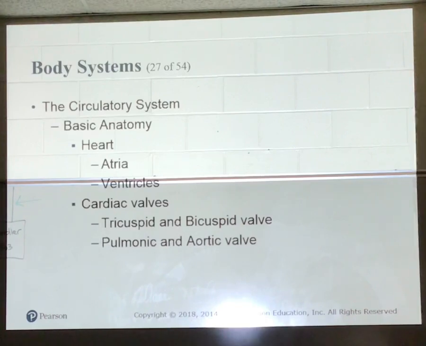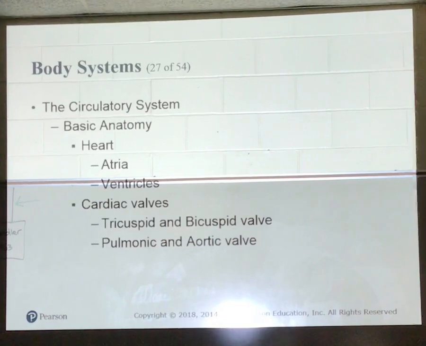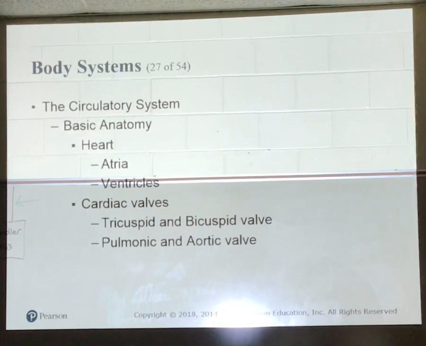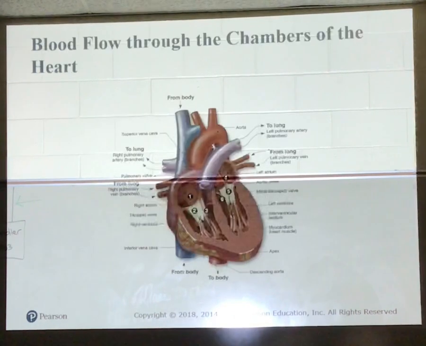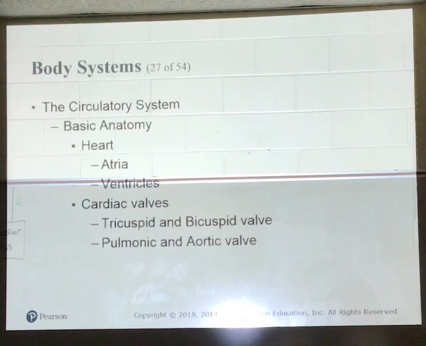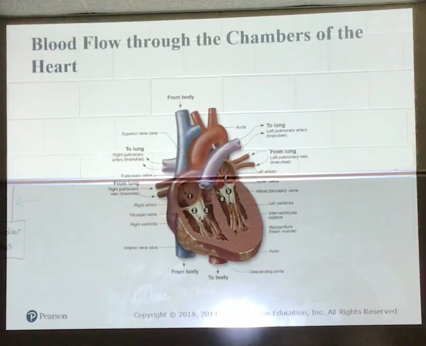Then you have a series of valves between the chambers of the heart to keep blood flowing in one direction and prevent a backflow. They are the tricuspid, bicuspid, pulmonic, and aortic. And I would highly, highly suggest you know this right here. Blood flow through the chambers of the heart. Blood valves. Where it goes.